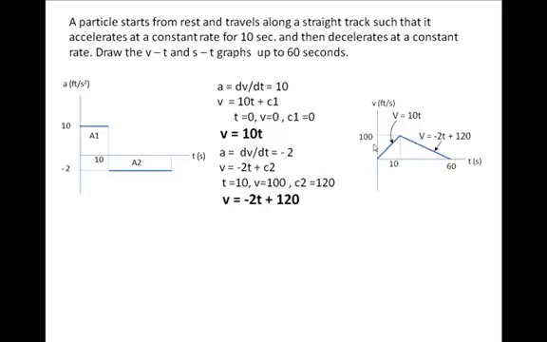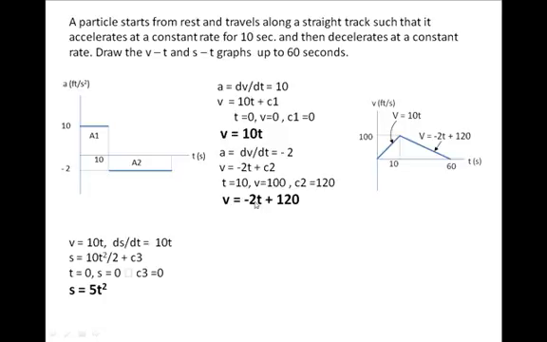Now I have to create the s-t graph in the same manner. So what I'm going to do is write v as 10t, realize that it is ds by dt, and integrate it. I get s is 10t square by 2 plus c3. It starts from the origin, so at t equal to 0, s equal to 0, so c3 is equal to 0. And therefore I get s as 5t square as my first portion.